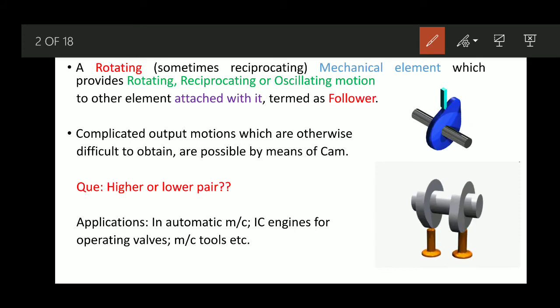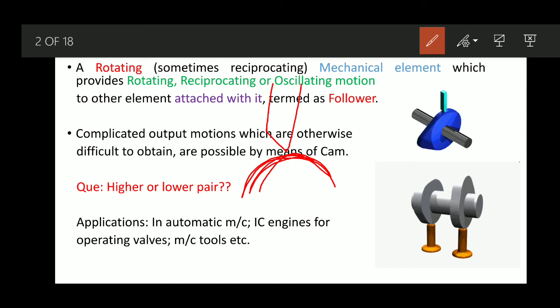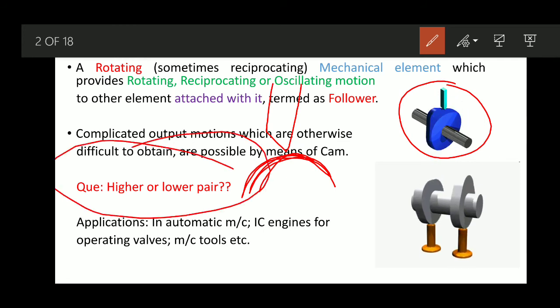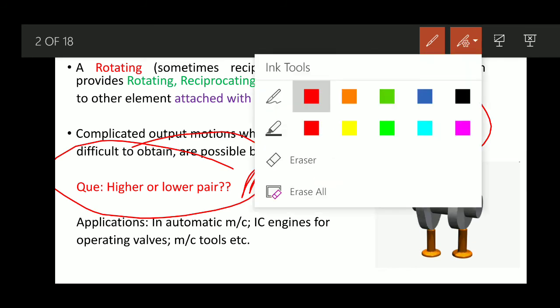Based on what type of follower there is, most of the time they make point contact. Point contact means actually line contact if you consider 3D. So we already know that point contact or line contact between two links, between the elements, gives rise to a higher pair. So all of you can very easily now answer whether they are making a higher pair or a lower pair.